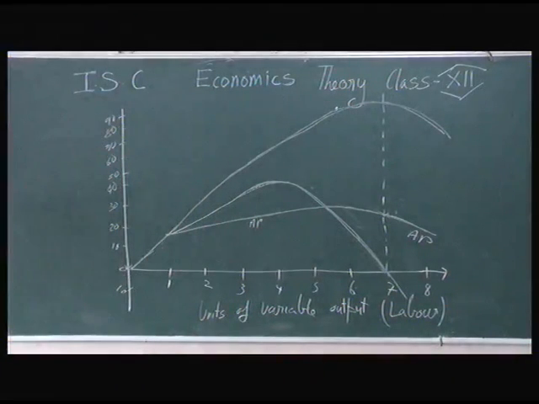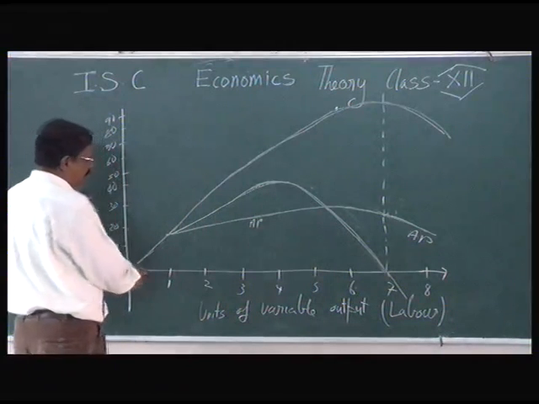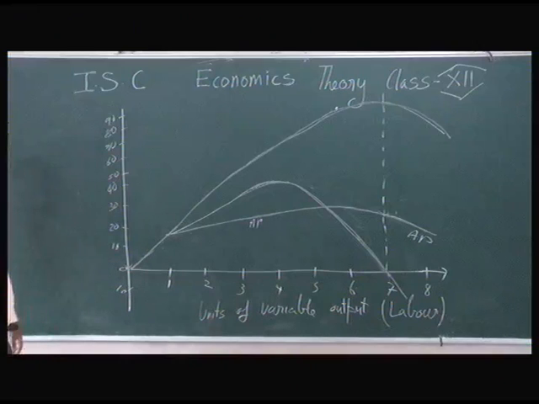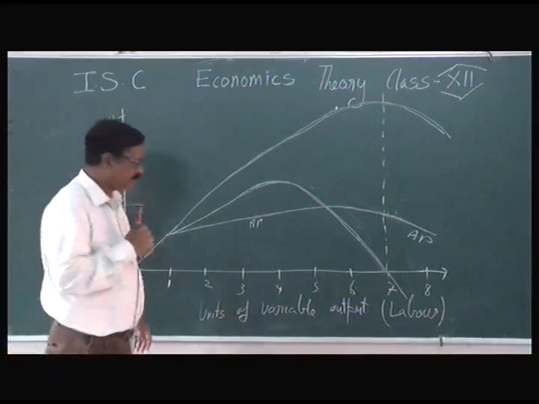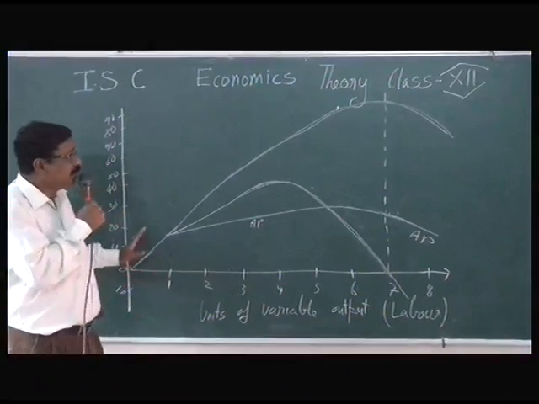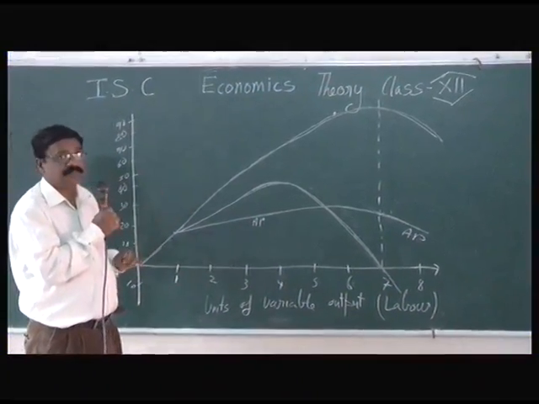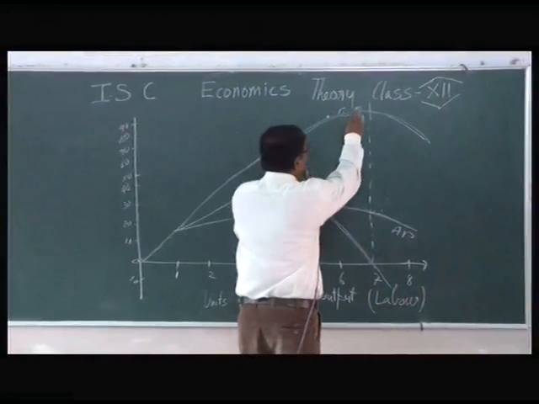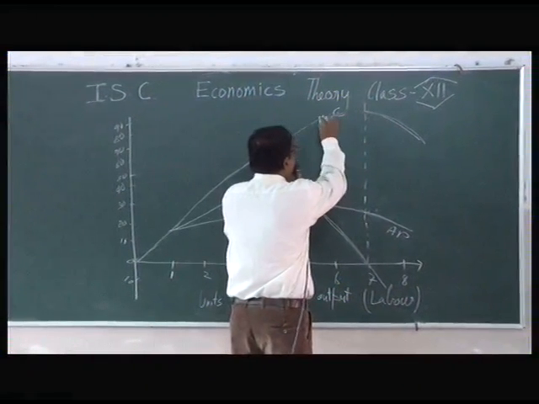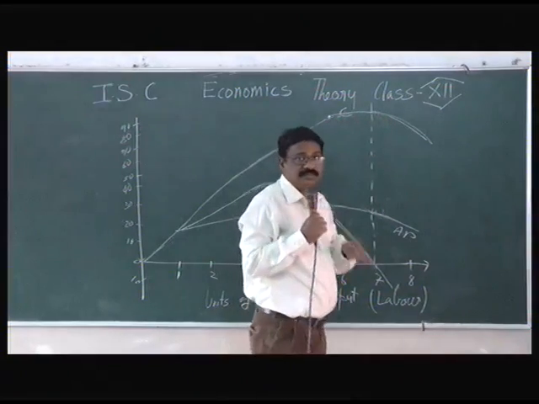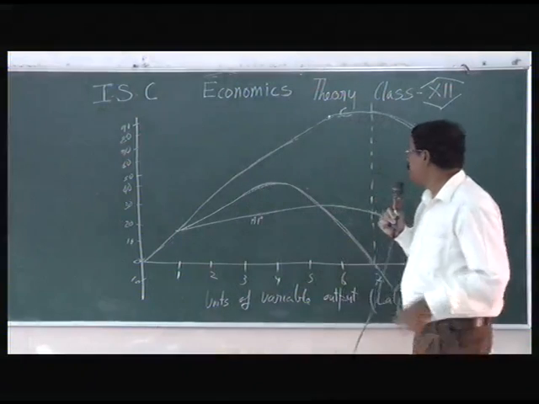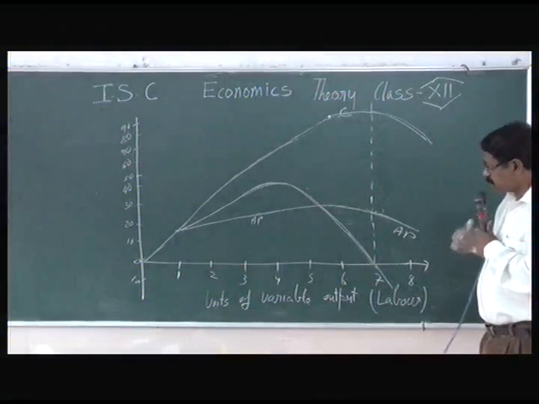Look at the graph here. TP increases as soon as you start production. But we calculate the average and the marginal later. Look at the graph here. TP keeps on increasing. And at this level, it is almost equal. This is the shape of the TP curve. Let us try to understand here.